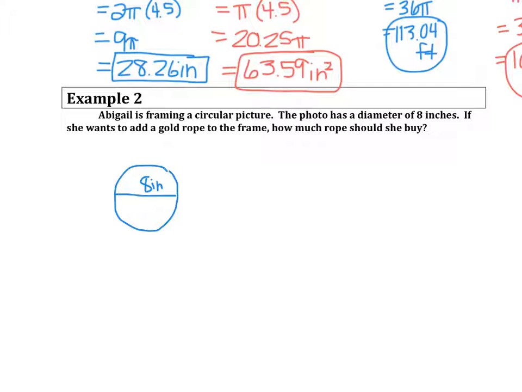She wants to add a gold rope to the frame. How much rope should she buy? Well, if we're going on a frame, I'm not telling you if it's a circumference or an area, so you kind of have to come up with that on your own.